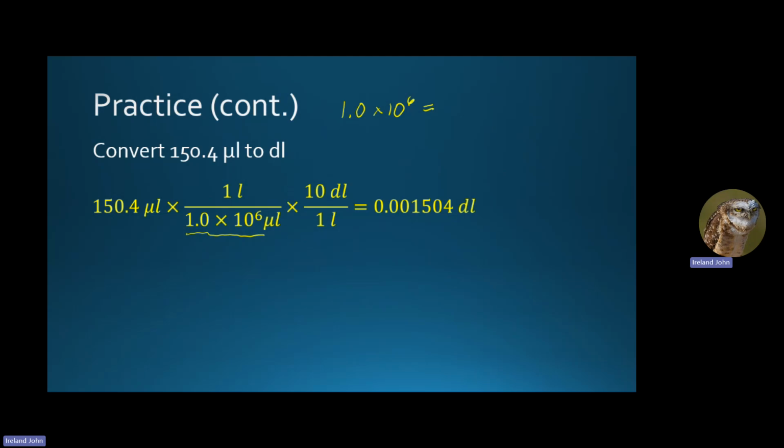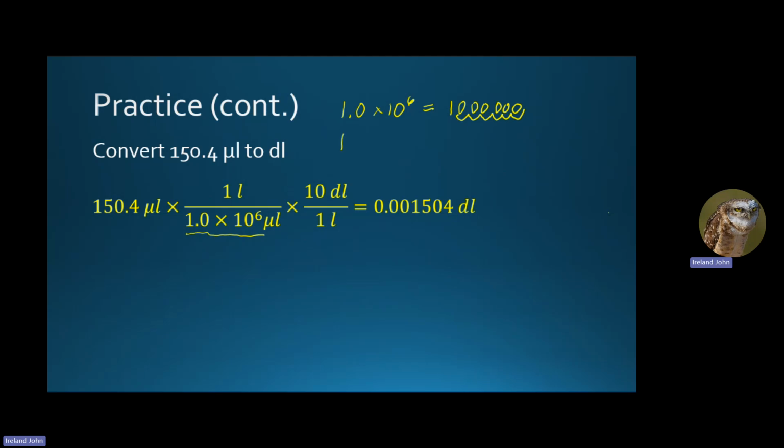So if it's 10 to the 6, what you would do is you would take that decimal point and you would move it 6 positions to the right. 1, 2, 3, 4, 5, 6. Then you add zeros in. So 1 times 10 to the 6 means 1 million, right?